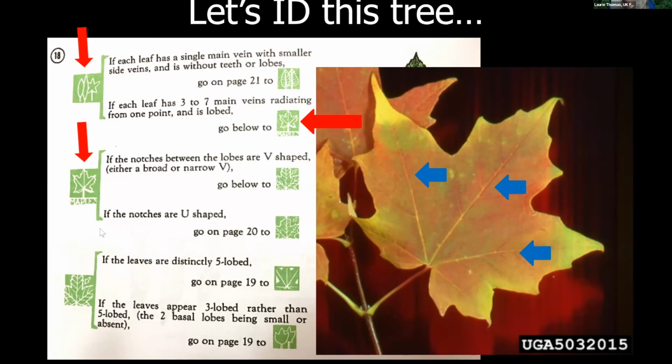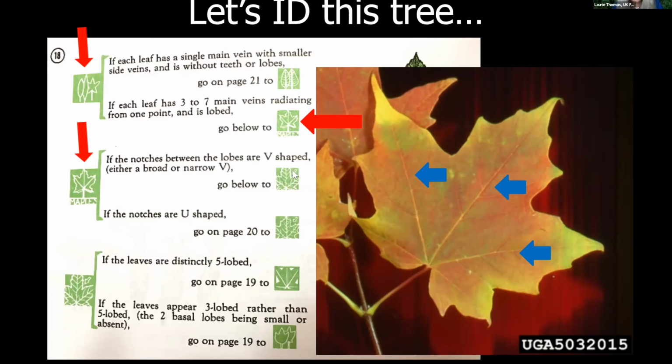And now we're trying to figure out what kind of maple we have, because we have numerous maples here in the state. If you can think about sugar, red, silver maple, we've got box elder, which is an unusual one. We've got black maple, striped maple in one county. And Norway maple, we've got lots of different maples that we can find around the state. So now we're trying to figure out which kind it is. So now it asks if the notches between the lobes are V-shaped.